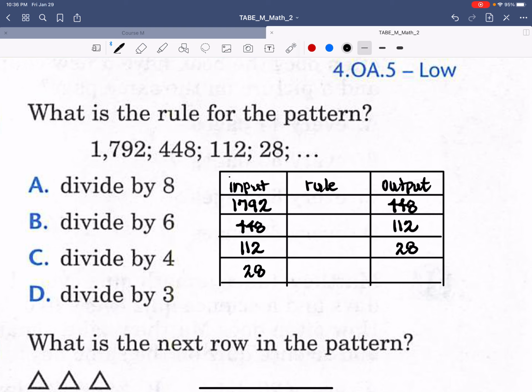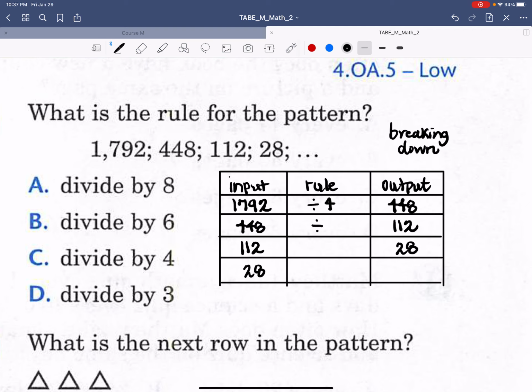So we're breaking down. We're going from 1792 down to 448. So I know it's either division or subtraction. And this is a big jump. 1792 all the way down to 448. That is division. I would bet on it. So I divide those two numbers to figure out that I'm dividing by 4. 1792 divided by 4 is 448.